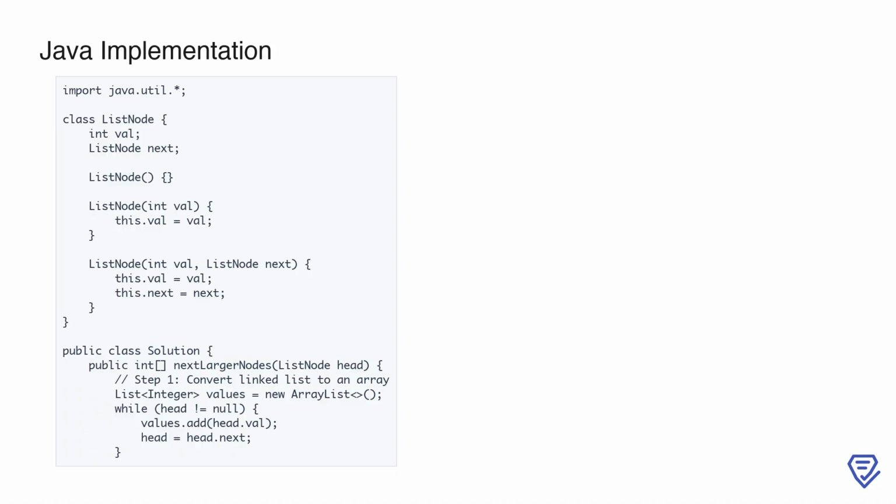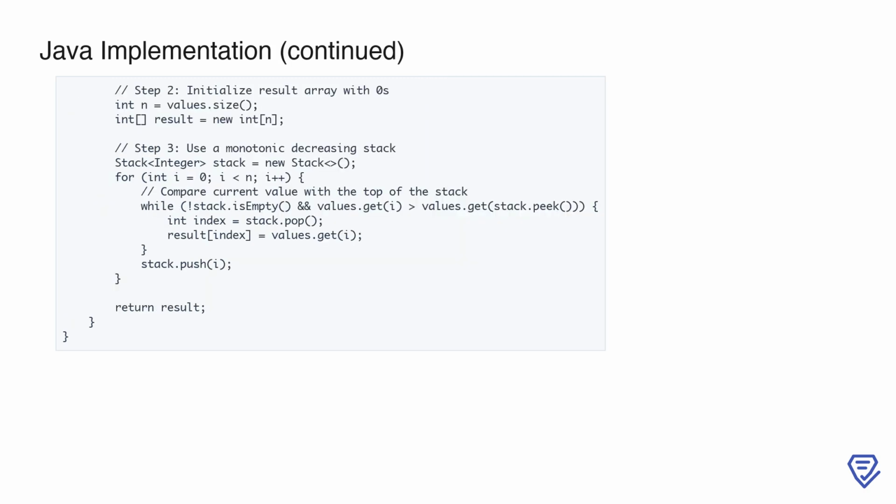This transformation simplifies our problem, as we can now work with an indexed array instead of navigating through a linked list. Next, we initialize an integer array called result, where each element is set to 0. This array will hold the next greater values for each node, and its size matches the number of elements in the values list. We then use a monotonic decreasing stack to efficiently find the next greater elements. As we iterate through the values list, we compare the current value with the value at the index stored in the stack's top.